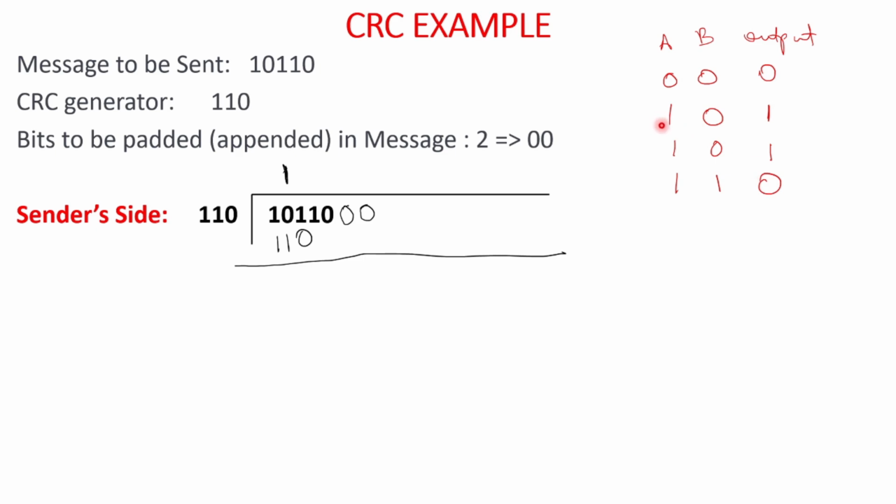Okay, when the inputs are not same, see here A input is 1 and B input is 0, so inputs are not same, so output is coming 1. Here also inputs are not same. A input is 1 and B input is 0. Here also inputs are not same, so output is 1. So whenever the inputs are same, the output is 0. That is all XOR operation tells us.